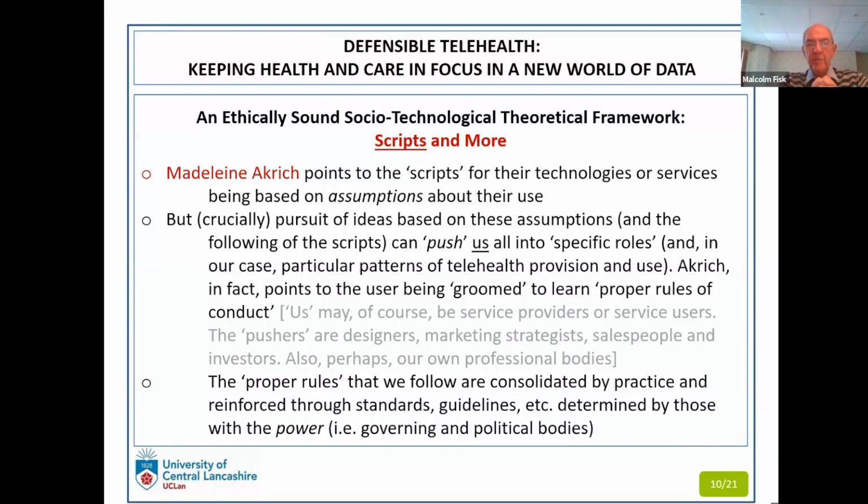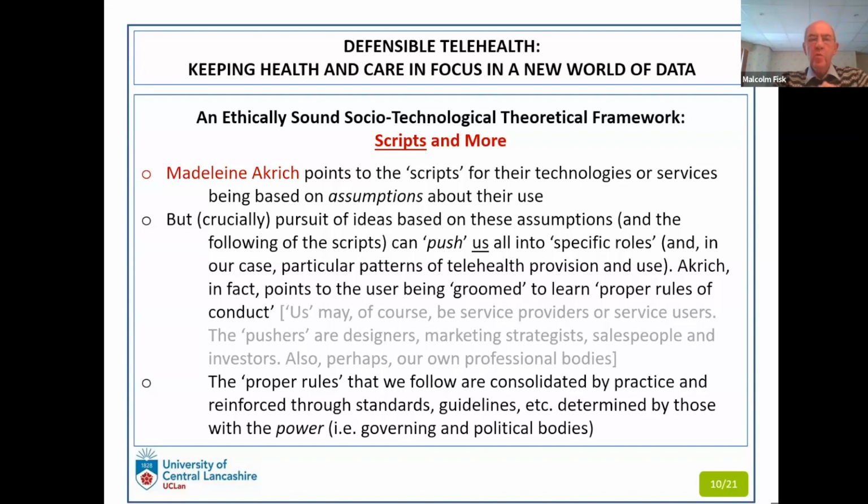And us, of course, may be service providers or service users. We may be a third-party organization or a statutory organization that is providing technologies to other people that have been designed in a particular way by the big companies and have been marketed in a particular way. Also, it may be that some of our professional bodies are very defensive about traditional patterns of work, which haven't fully taken into account the potential role of technologies within different services.